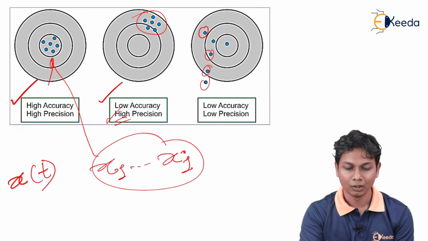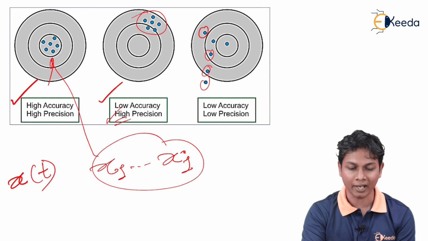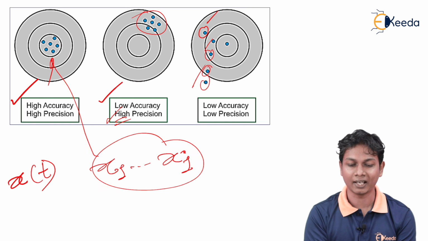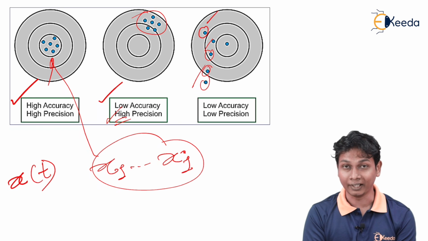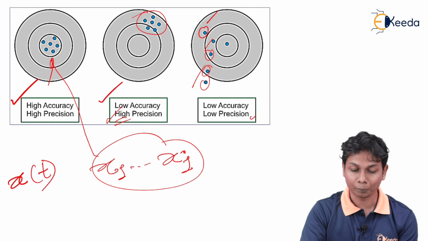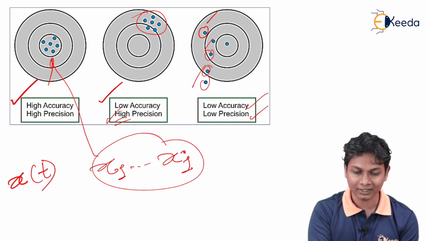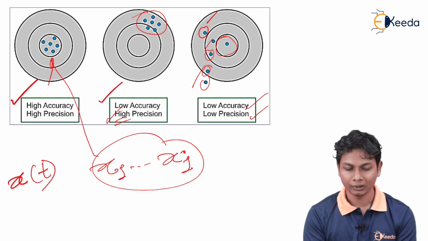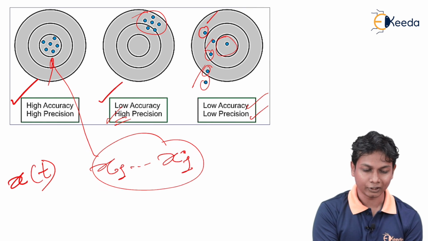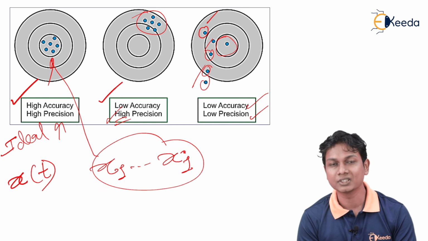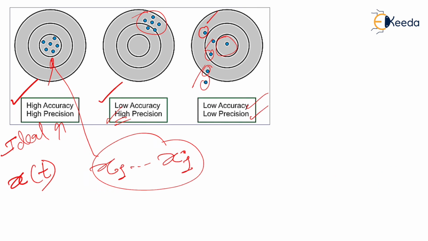But here, whatever the values coming from x1, x2 up to xi are separated in the area, not close to each other, hence it is low precision. Obviously, low accuracy means it is not set with this particular value. Hence, we can conclude that in the ideal condition, high accuracy and high precision are required.